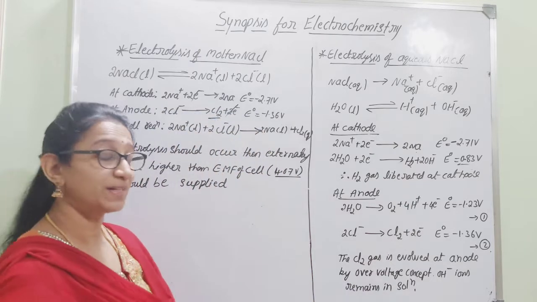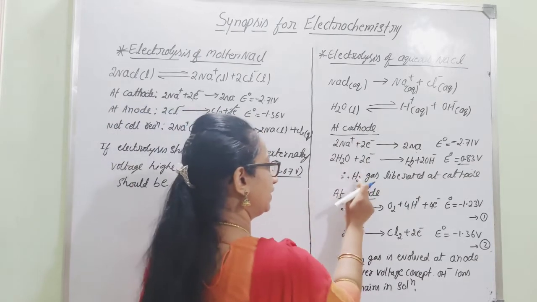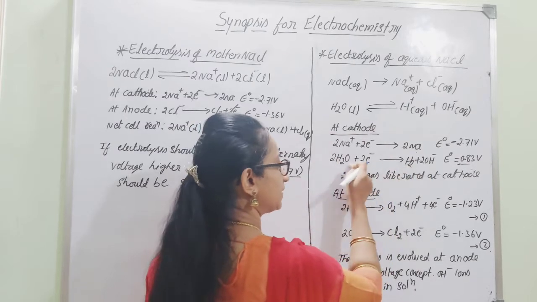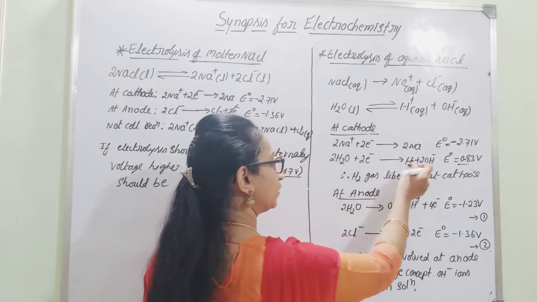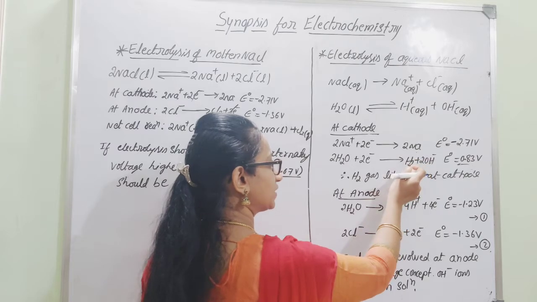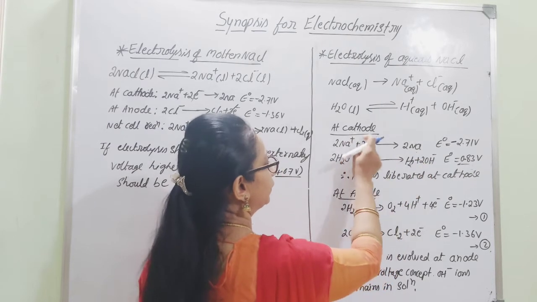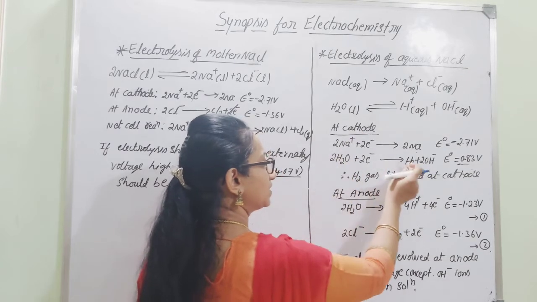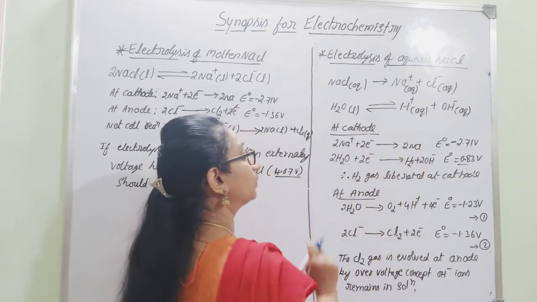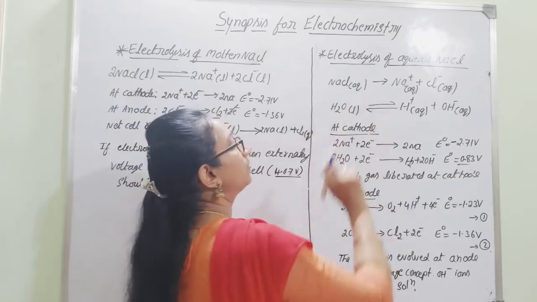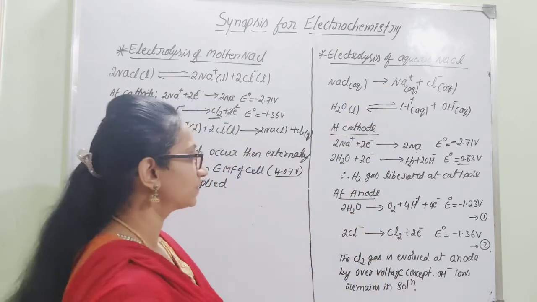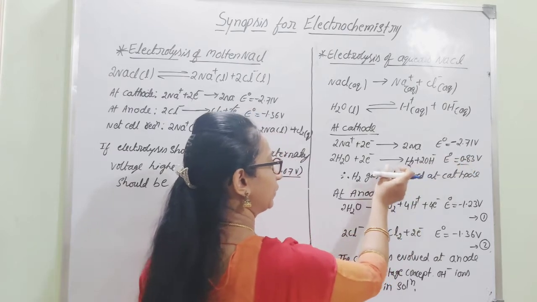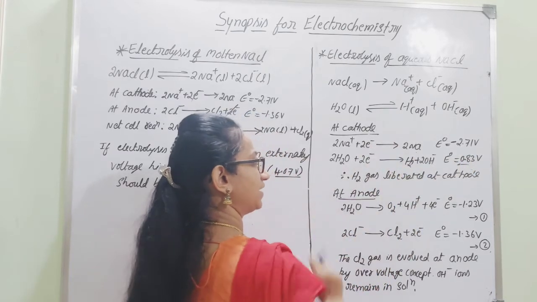Therefore, which reaction is more feasible at the cathode? Here, H2O or H+ can easily convert into H2. Therefore, the liberation at the cathodic region is hydrogen gas. There is no deposition of sodium at the cathode in the aqueous sodium chloride electrolysis process. You got the reason? It is due to the higher reduction potential value for this reaction compared to that reaction.